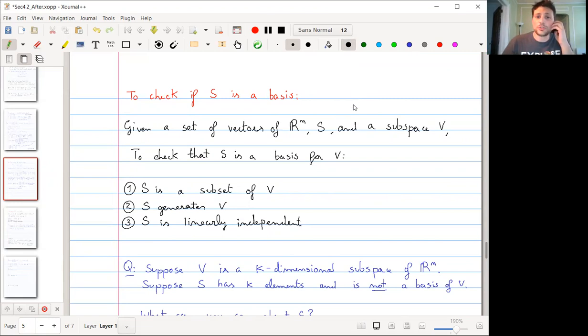So when you want to check that a set S is a basis for a subspace, you need to do three things. First of all, you need to make sure that all the vectors in S are vectors in V. It can't be a basis of V if some of its vectors are not in V. And then there are the two checks of the definition of a basis, which is that S is a generating set, so we need to check that S generates V, and S is a linearly independent set.